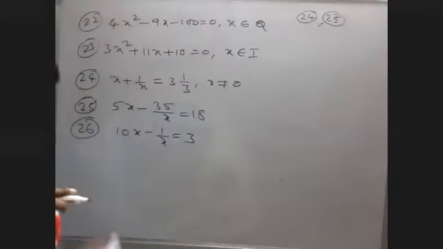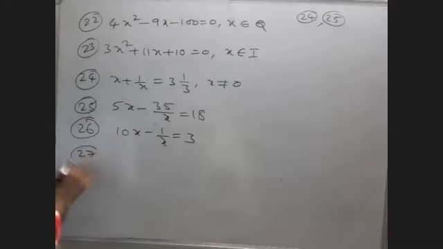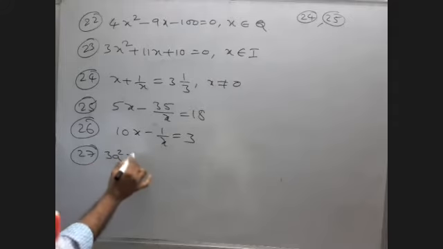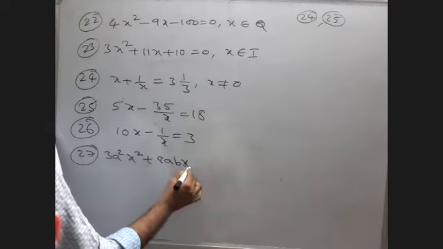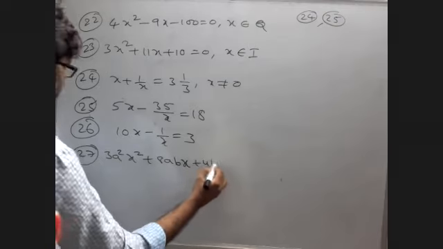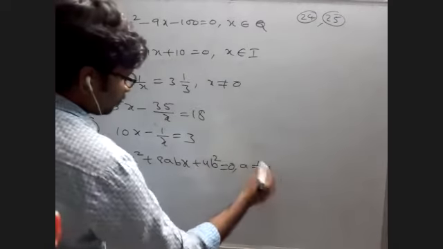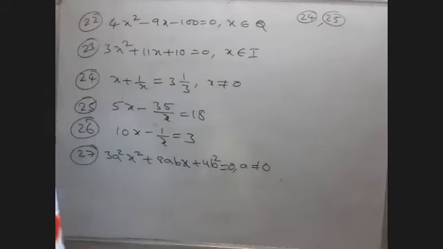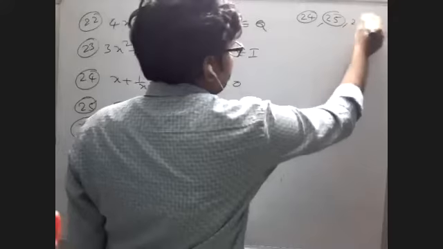This is 26. Now 27th question I am writing: 3a square x square plus 8abx plus 4b square is equal to 0, where a not equal to 0. Tell me, classwork or homework this is? Sir, classwork, sir. Question number 27, right? Yes, sir.